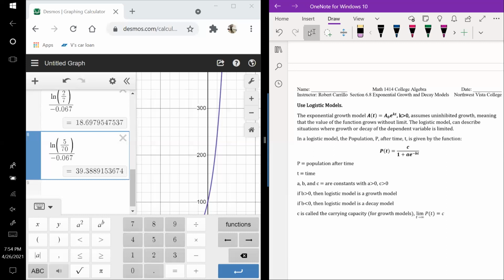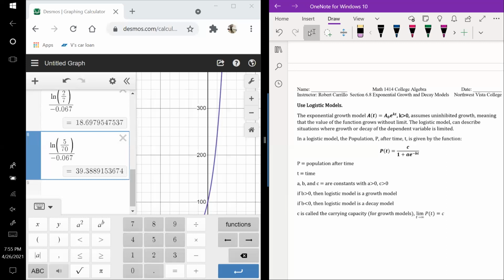P is the finite population after time. T is, of course, time. A, B, and C are constants, and A and C have to be greater than 0. If B is positive, then this is a growth model. If B is negative, then this is a decay model. C is called the carrying capacity. This means that as time increases, the final population will equal the carrying capacity. So as time gets longer and longer, we'll start getting closer and closer to that carrying capacity. Okay.